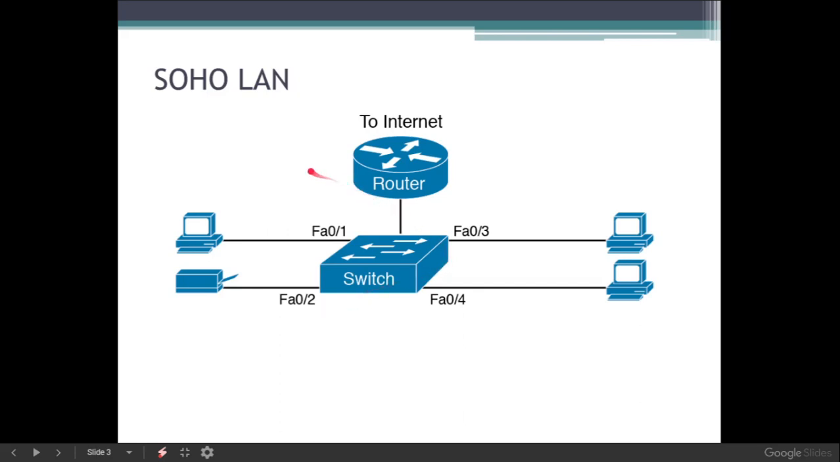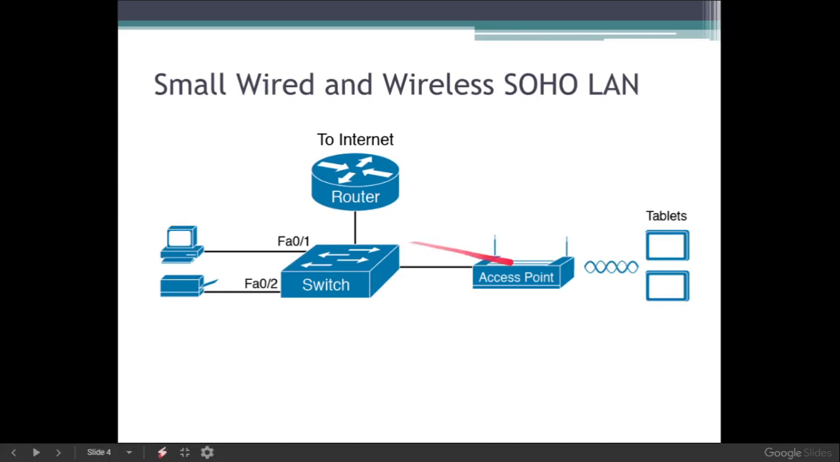So, SOHO means small office, home office. We use this term really to identify small networks that we have at home or networks that are found in very small businesses. So what we're looking at here is a SOHO network, right? One router, one switch, and then we have computers and printers and so on. Another example of a SOHO network, in this case we are supporting wireless. So we have a wireless access point here, so we could now connect our mobile phones and our tablets.